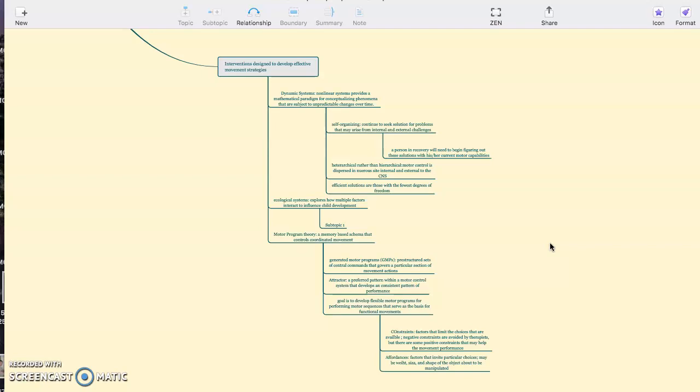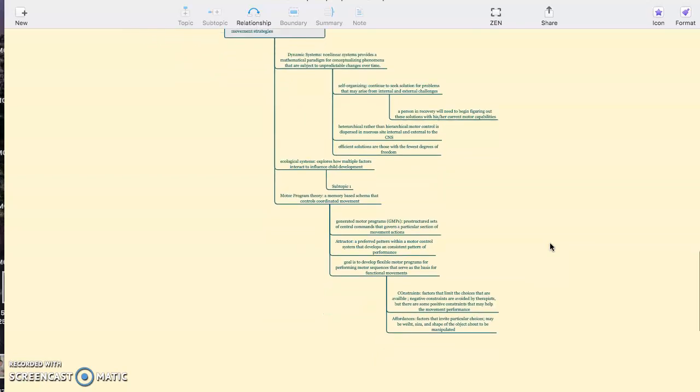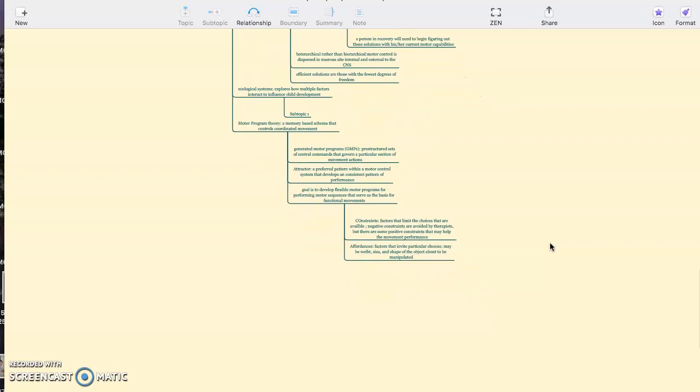And then it was believed to be heterarchical instead of hierarchical, meaning the motor control is dispersed in neuron sites, internal and external to the CNS. Efficient solutions are those with the fewest degrees of freedom, and they believe that the system would naturally seek out those most efficient solutions. Ecological systems explores how multiple factors interact to influence child development. And motor program theory is a memory-based schema that controls coordinated movements.